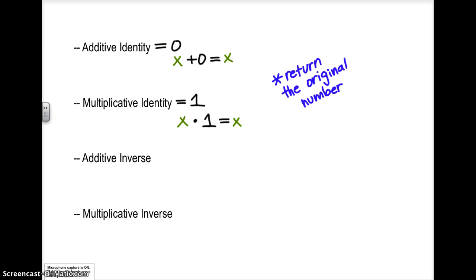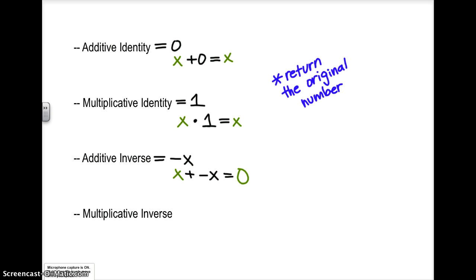Now the inverses are the opposites, essentially. The additive inverse equals negative x. Here's one: x plus negative x is going to equal 0. Okay, x plus negative x equals 0.